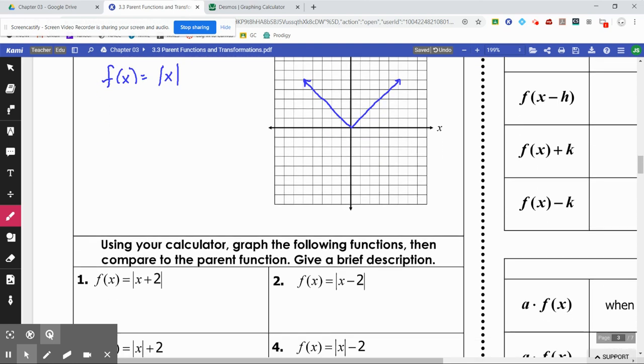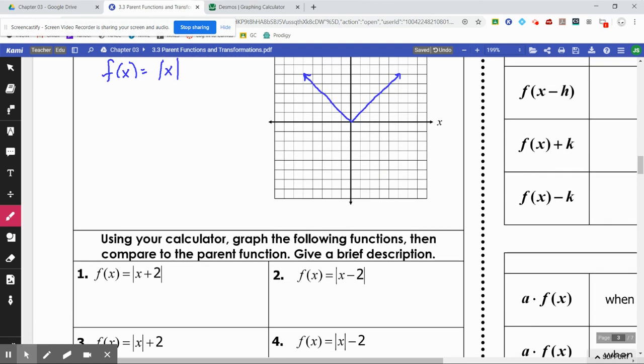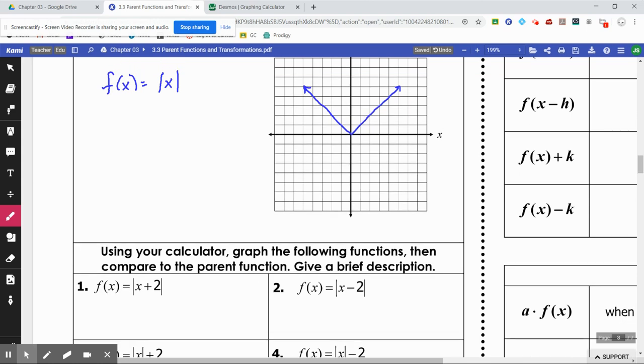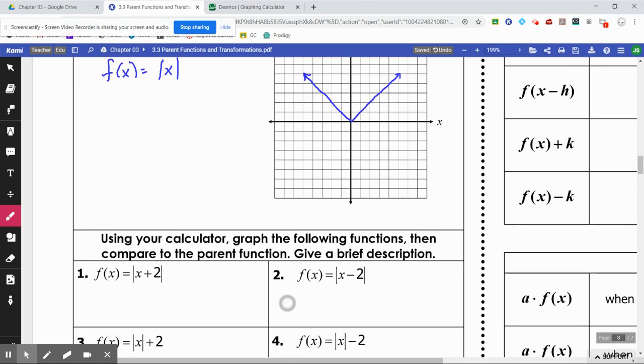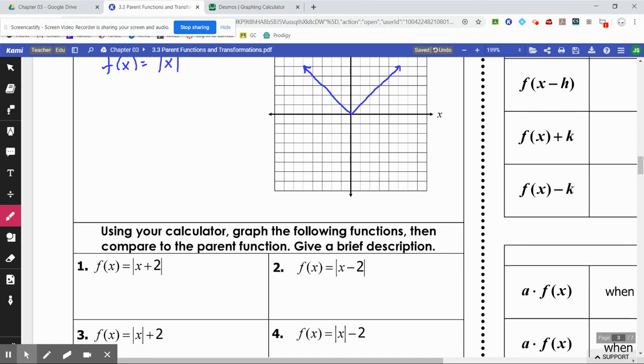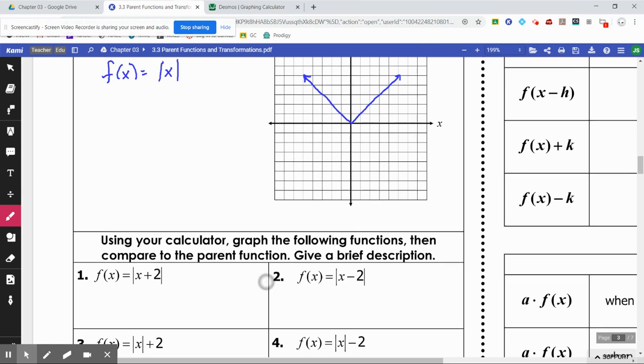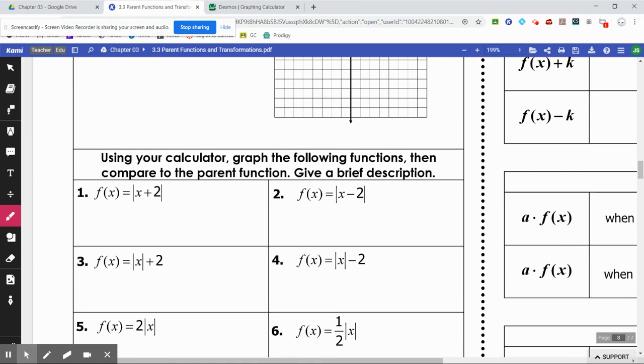Now, it says use a calculator, graph the following functions, then compare them to the parent function. So here's our parent function up top. We know what it looks like. It says use your calculator, and I'm going to use Desmos to make this much easier on us. It says compare it to the parent function and give a brief description. So let's see what happens when I change the absolute value of x to the absolute value of x plus 2. Let's switch over to Desmos and take a look at this.